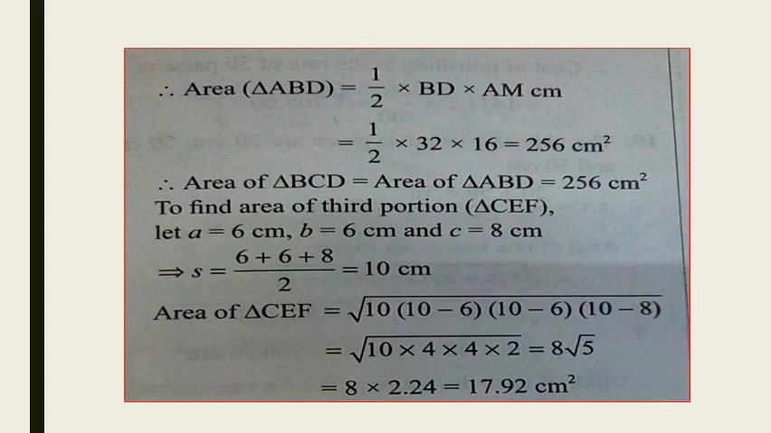If we find the square root by prime factorization method, we get 8 root 5. So the area of triangle CEF is equal to 8 root 5 centimeter square. Here we know the root value, that is root of 5 is equal to 2.24 approximately, or we can find the square root of 5 by long division. We get approximately 2.24. Therefore the answer 8 into 2.24 is equal to 17.92 centimeters square. So the area of the triangular part CEF is equal to 17.92 centimeters square.